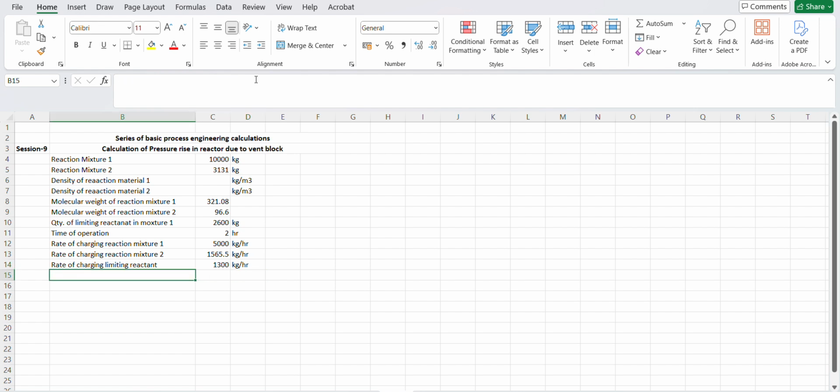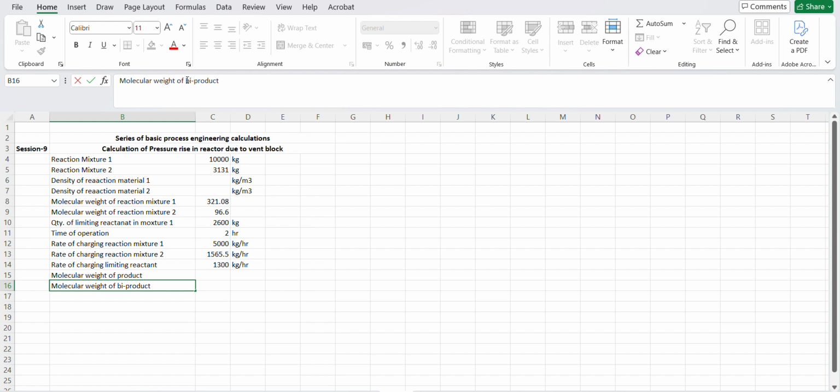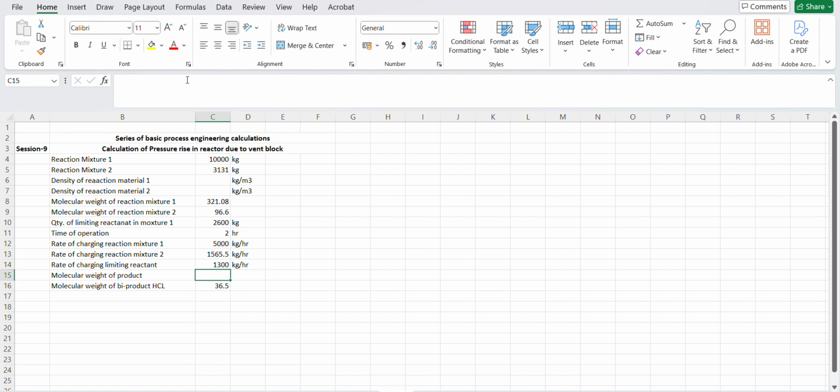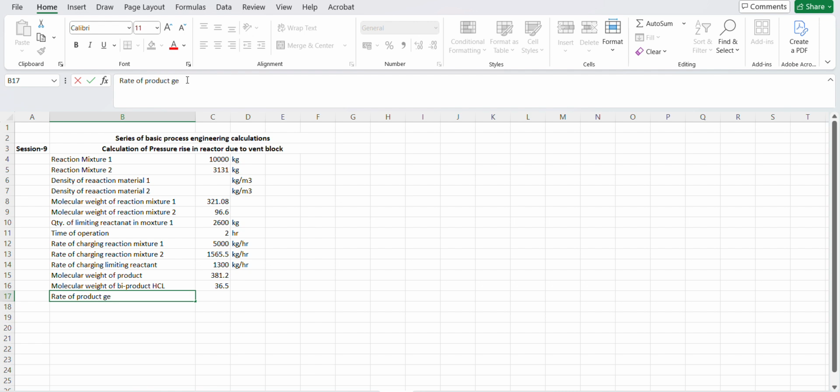Also, as I discussed, there is one product and one byproduct formation. So here we have the molecular weight of the product and the molecular weight of the byproduct, that is HCl. For HCl the molecular weight is 36.5 and for the product it is 381.2, as I have taken from the data available with me. So we can calculate the rate of product generation and the byproduct generation.